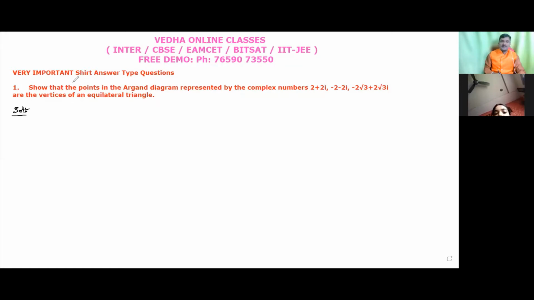Okay, so the points in the Argand diagram represented by the complex numbers 2 plus 2i, minus 2 minus 2i, and minus 2 root 3 plus 2 root 3i are the vertices of an equilateral triangle. An equilateral triangle is one where all the sides are equal. So what we have to prove is that all the distances are equal.